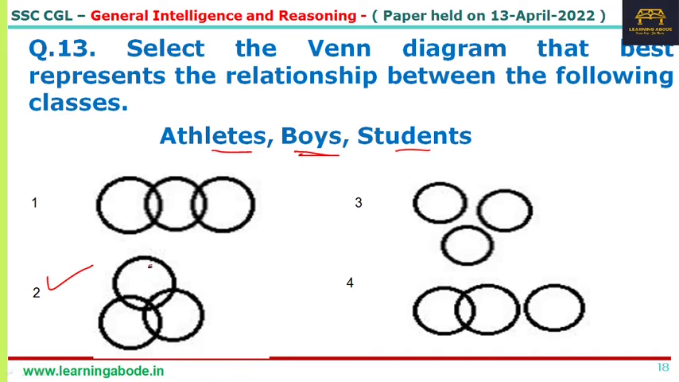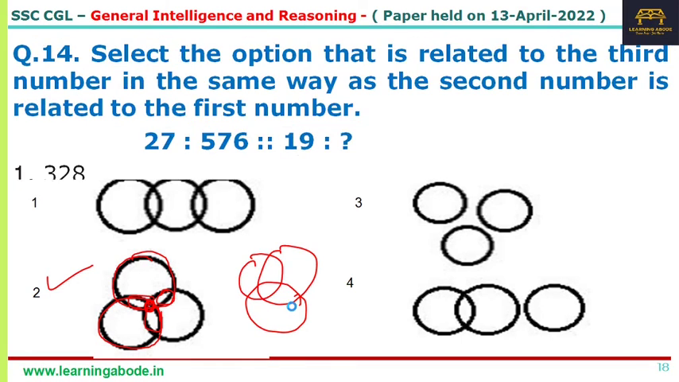Okay, so outside this relationship also something else exists. At the same time, overlapping is also possible. So all three, somebody can be part of all three, or somebody can be part of any two, or somebody can be outside this also. So the second one is the answer for the 13th question. Okay, so boys, athletes, boys and students, right?